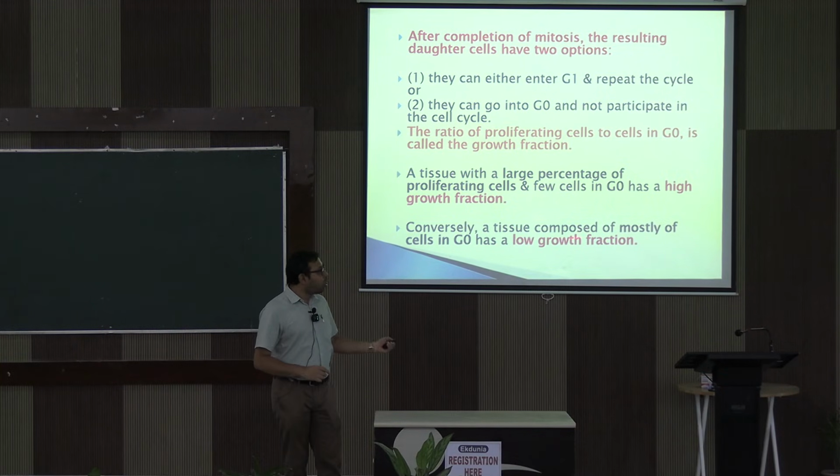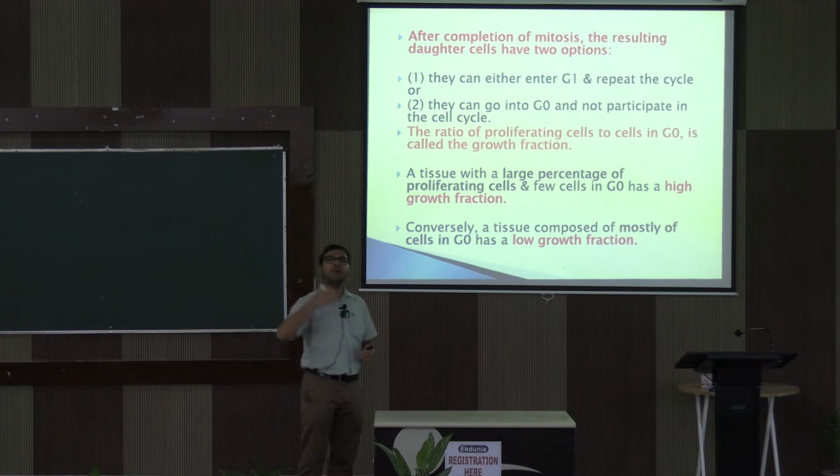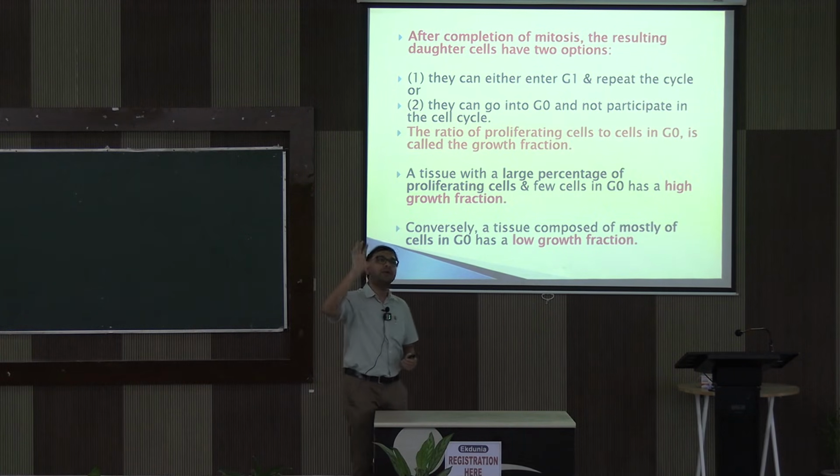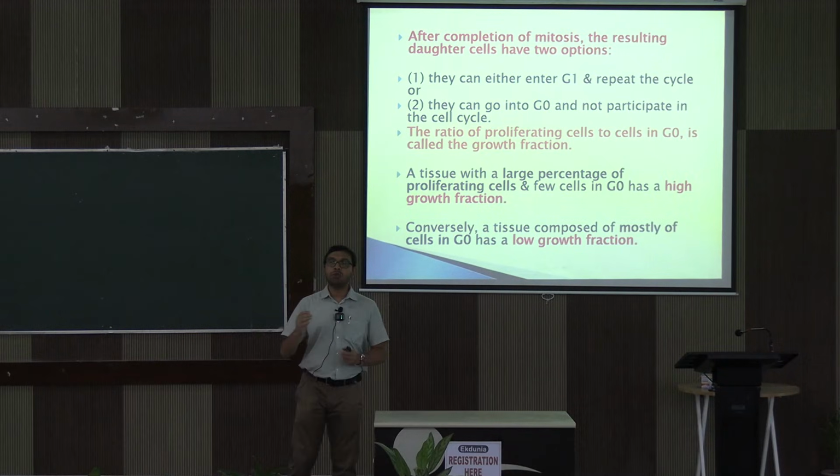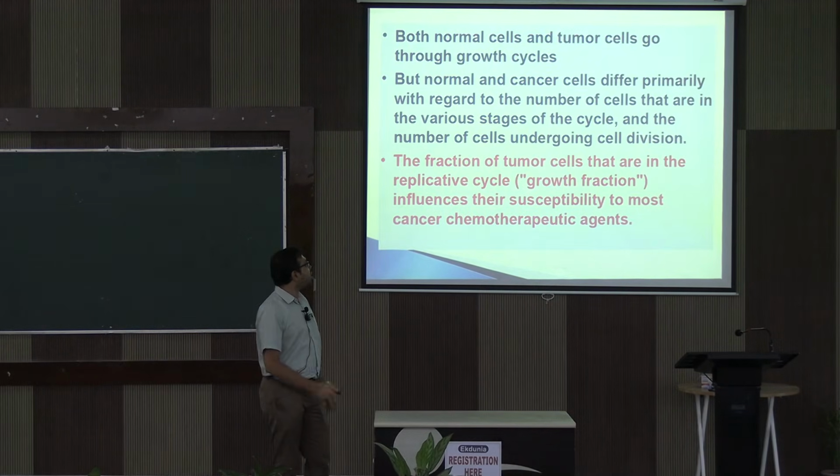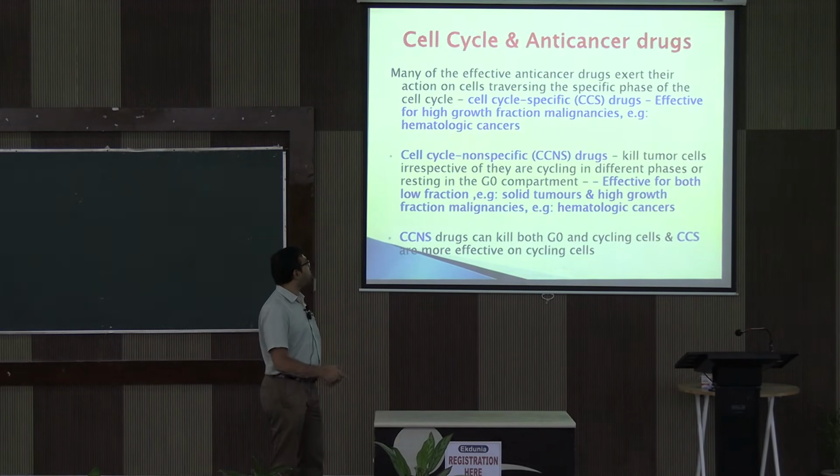But cancer with low growth fraction cells need a long period of time for multiplication, but ultimately the cancer remains. So here the chemotherapeutic drugs act most poorly. Ultimately, the fraction of the tumor cells that are in the replicative cycle is known as the growth fraction, and that influences their susceptibility to most cancer chemotherapeutic agents.